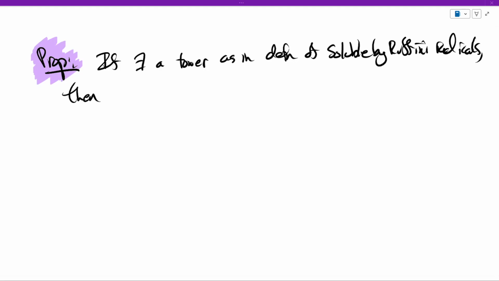Okay, what we're going to show next is that the general polynomial equation of degree bigger than or equal to 5 is not soluble by Ruffini radicals. Okay, so first, a quick proposition.